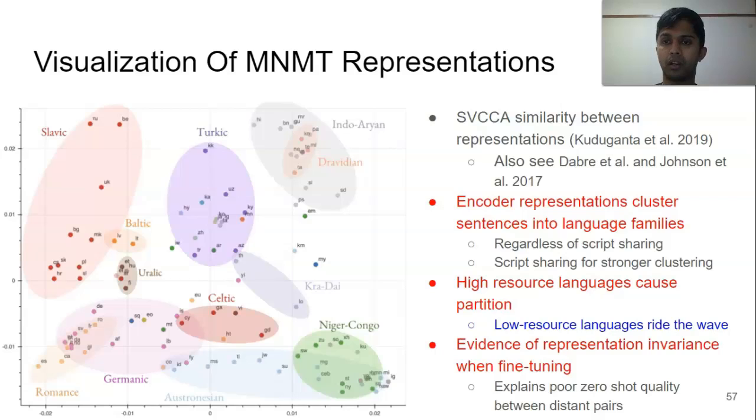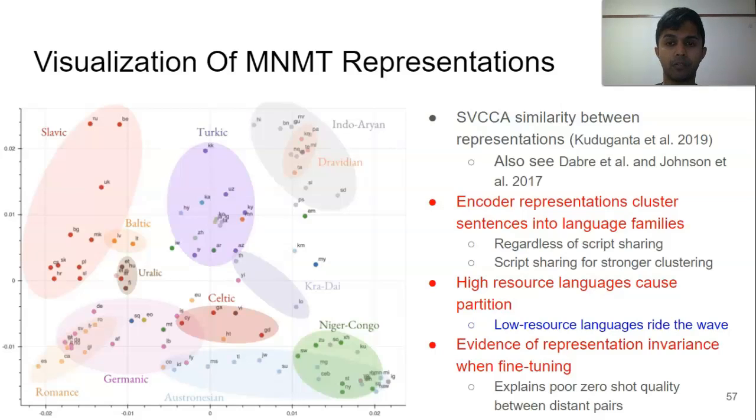How do you obtain sentence representations? It's very simple. You take a sentence, you feed it to the encoder, and the output of the encoder can be averaged over all words in order to obtain the representation for a particular sentence. And the clustering seems to take place regardless of script sharing. In other words, if you have two related languages written in very different scripts, the encoder will still cluster them and show that their representations are very similar. Furthermore, if two languages are related to each other and share scripts, their representations will be even closer.